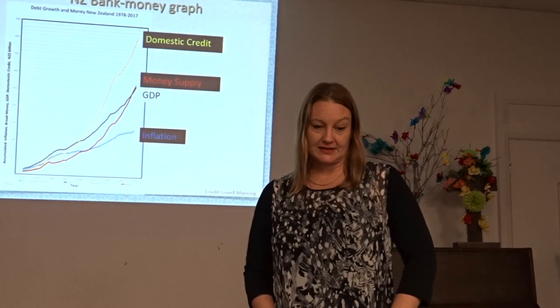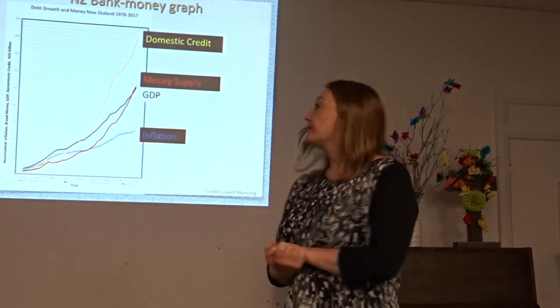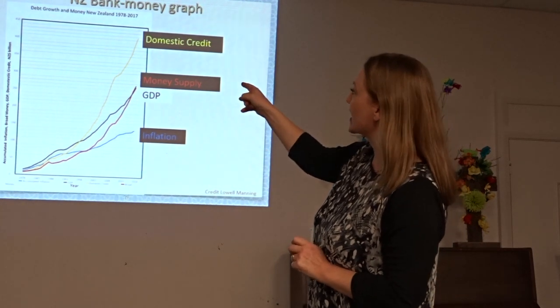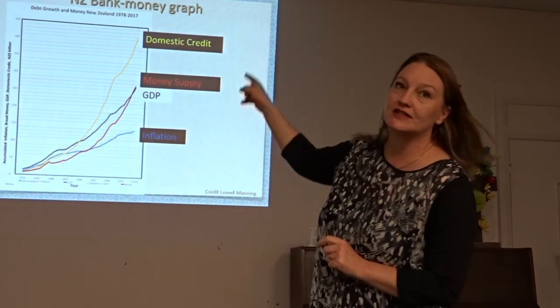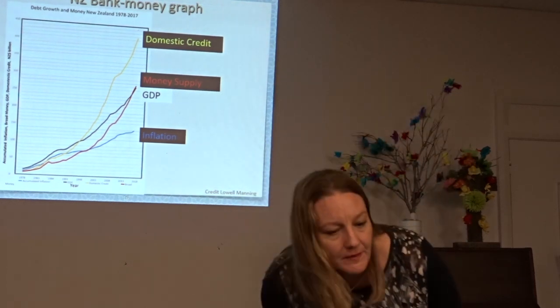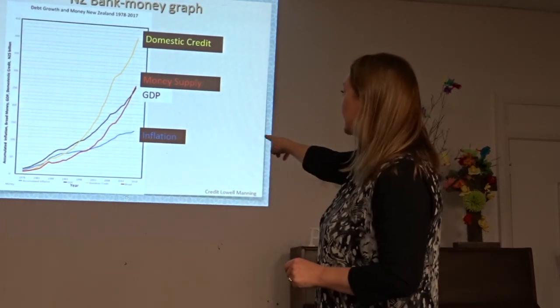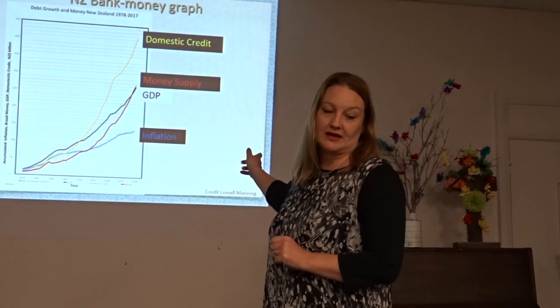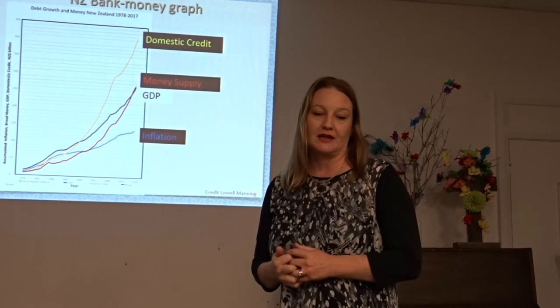So here we have a nice graph. Now, the left-hand margin, you can't really read the figures, but it's in billions of dollars, and it goes right up to 450 at the top. And we've got years at the bottom, all the way from 1978 up to 2017.